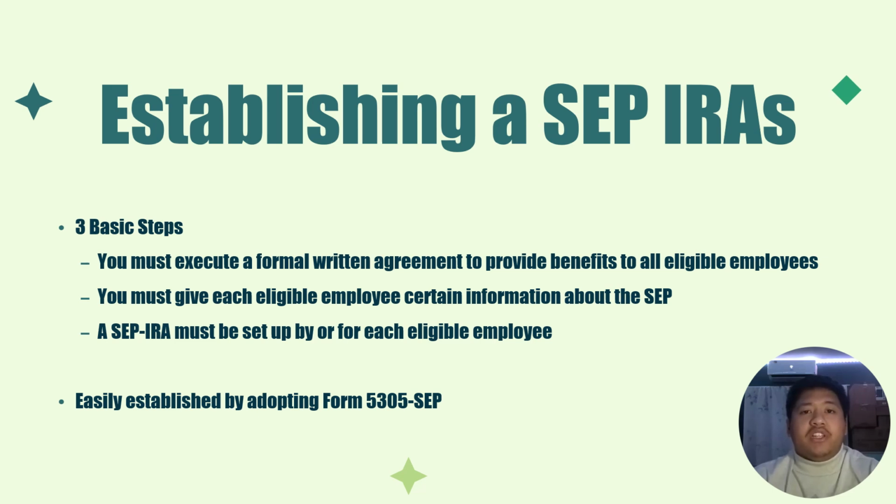Information given to each eligible employee is a copy of the Form 5305 SEP, its instructions, and other information listed in the Form 5305 SEP instructions. And an IRS model isn't considered adopted until you give each employee this information.